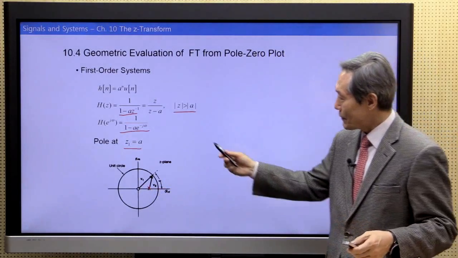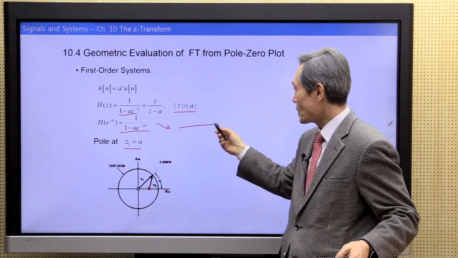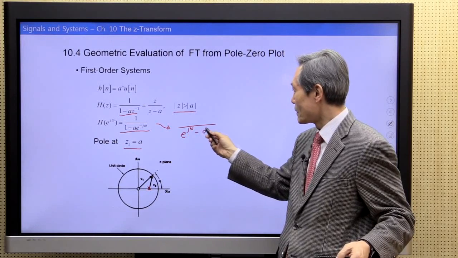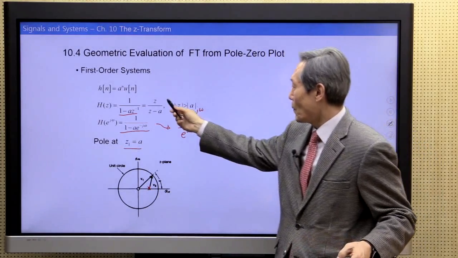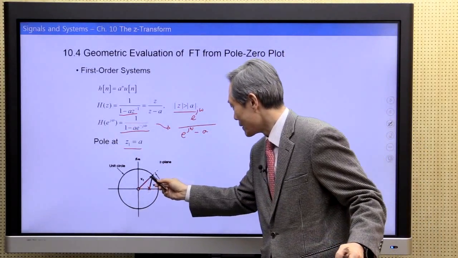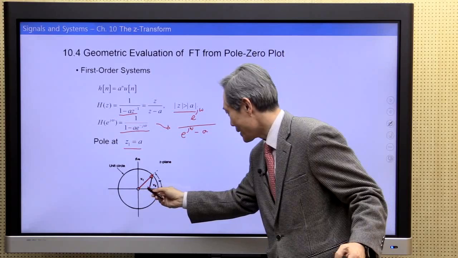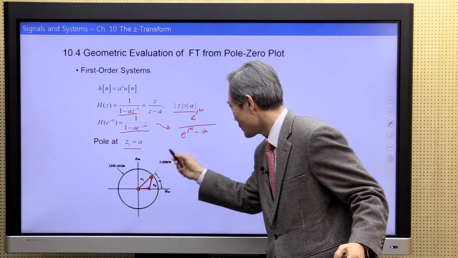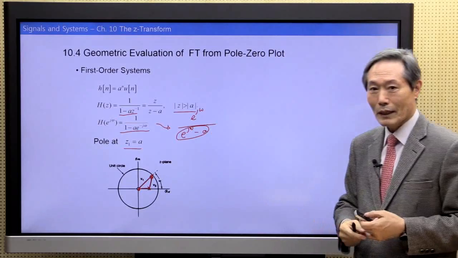And if we consider this one, we may rewrite it by multiplying by e to the j omega. We have a pole at 0, and this one means this. Minus a means this one is a, so minus a means this one. The other one gives you this, which is the denominator. The numerator's value is 1 all the time.